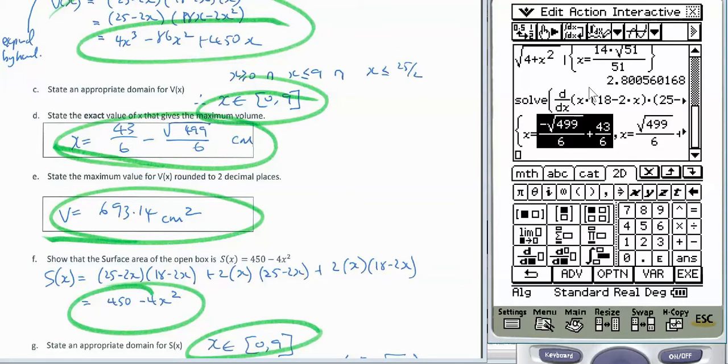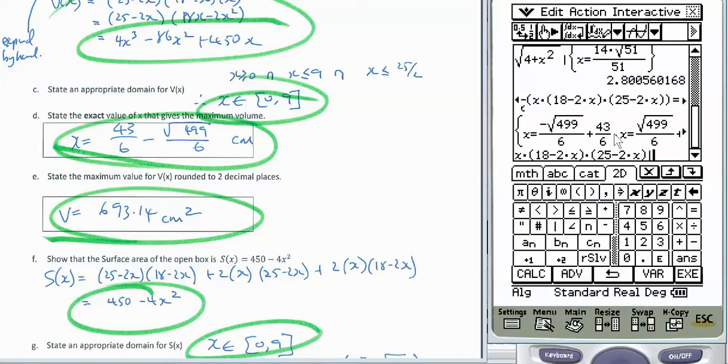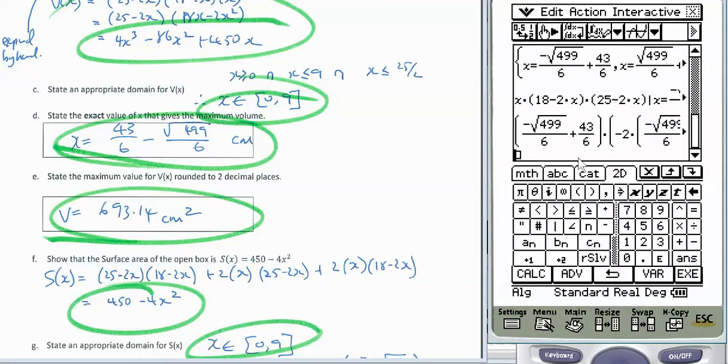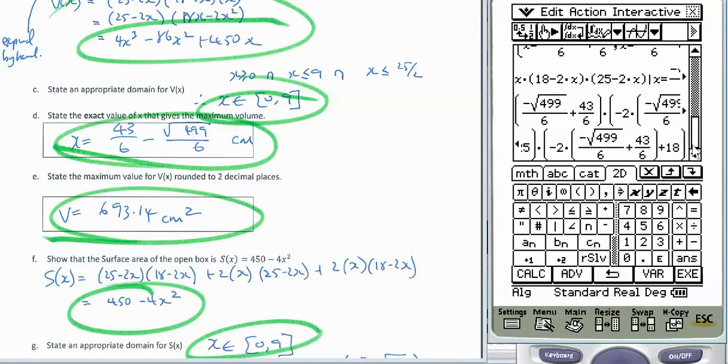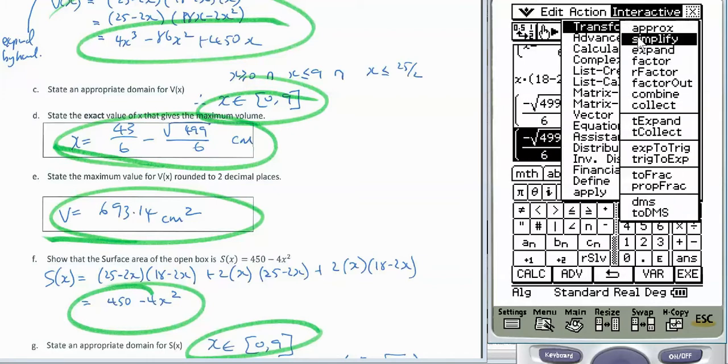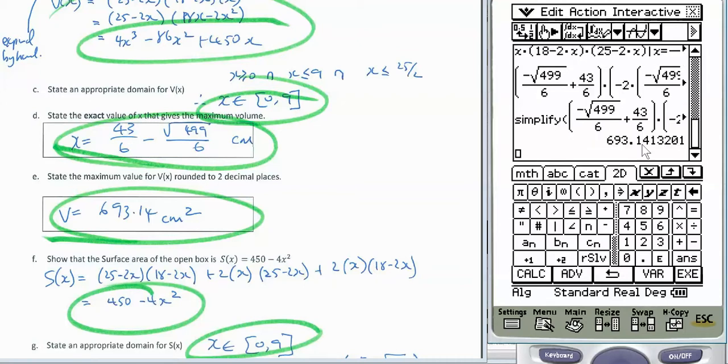State the volume. So if I take my expression for volume, and I put that in a new line, and I go option given x equals this, which is the option that I'm looking for, that gives me an expression that's pretty awful, so I might take that expression and I'll go to transform and simplify, and there's a much nicer expression. That's the exact form, that's the decimal form. It's set to 2 decimal places, so 693.14.